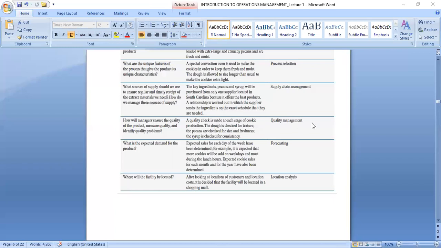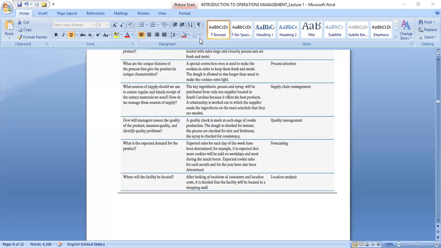Then another operations management decision will be in terms of quality management. This cookie making business will be asking itself how they are going to ensure and measure quality and also identify quality problems. So here, what they have decided is to do a quality check at each stage of cookie production. They are making quality checks to make sure that these cookies come out very well and perfectly, and come out thorough, to ensure quality.